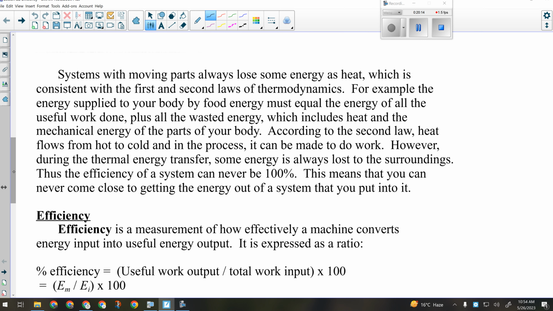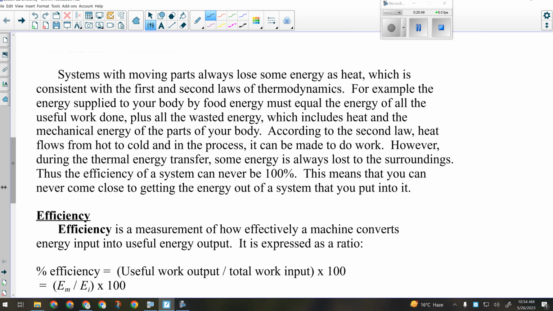Okay, so like we were talking about, systems with moving parts are always going to lose energy as heat because there's always going to be friction, drag, all of that kind of stuff. So energy supplied to your body by food has to equal all the useful work done plus all the wasted energy, which includes heat and mechanical energy of the parts of your body. So even you as a machine are not 100% efficient. That's why we sweat. And if we work hard, we produce a lot of extra heat that we don't need, and we have to cool our bodies so we don't get overheated.